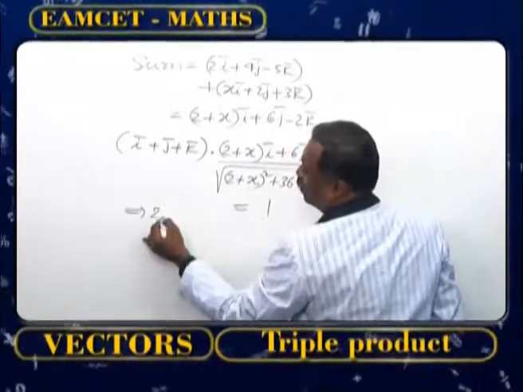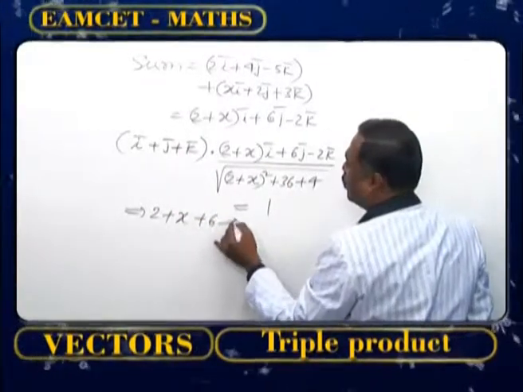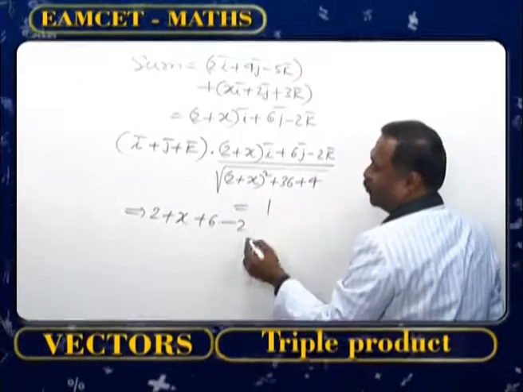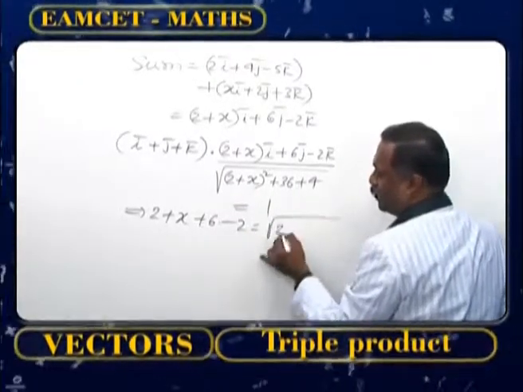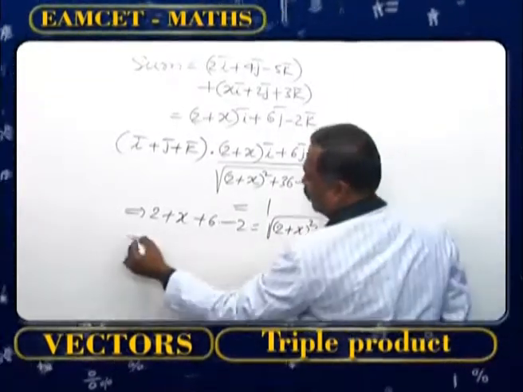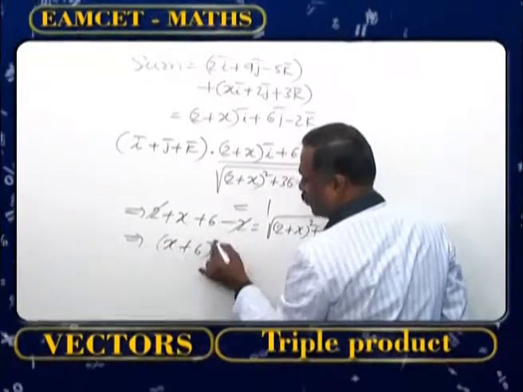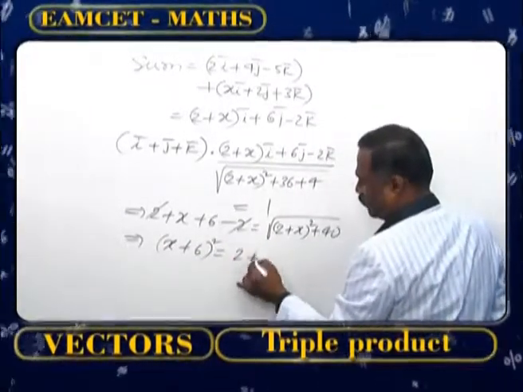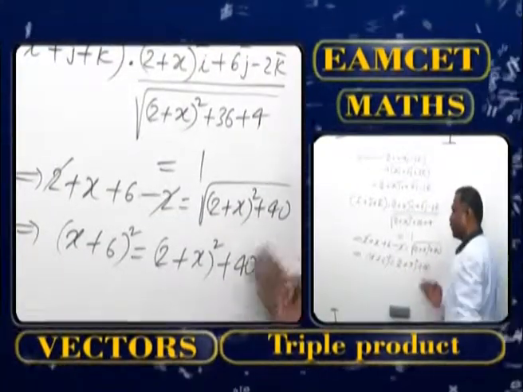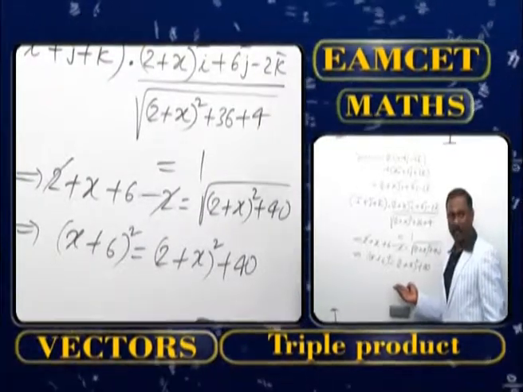If you find out the dot product, 2 plus x plus 6 minus 2 upon this is equal to 1, which is equal to square root of 2 plus x whole square plus 40. Simplify this. 2 is getting cancelled. x plus 6 whole square is equal to 2 plus x whole square plus 40. After this, you can solve the equation. Otherwise, verify the options. Whatever the options you have, you can verify the options.